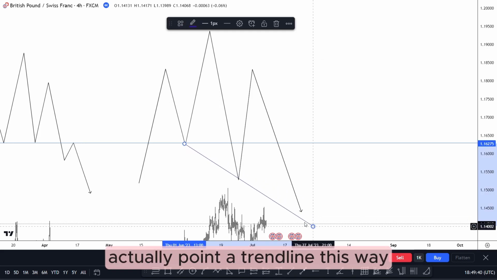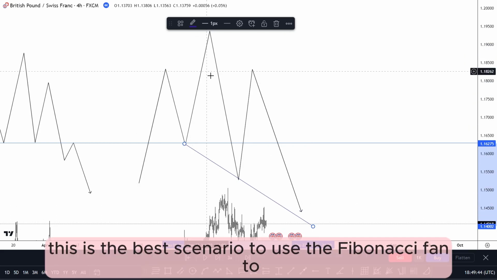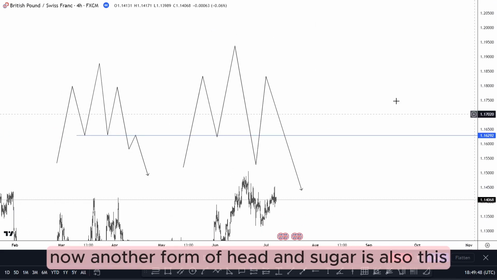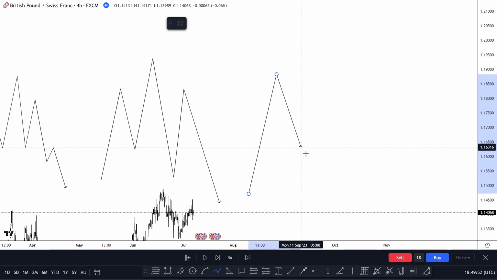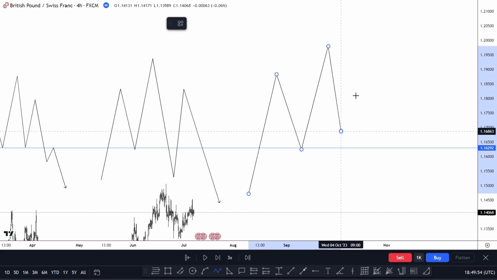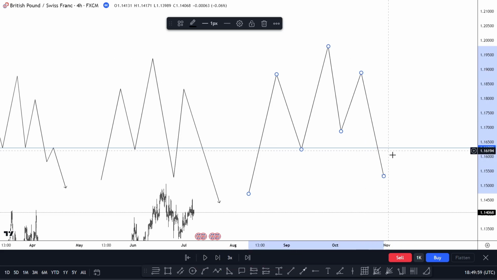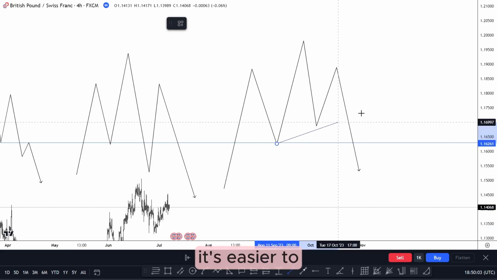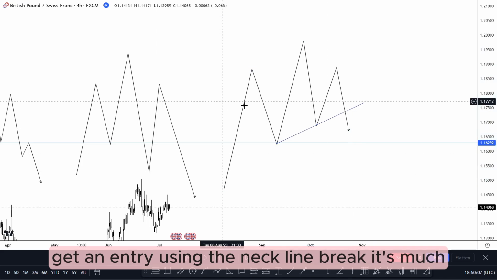point a trend line this way and wait for it to break and whatever. So this is the best scenario to use the Fibonacci fan tool. Now another form of head and shoulders is also this. Now this particular type of head and shoulders, it's easier to get an entry using the neckline break.